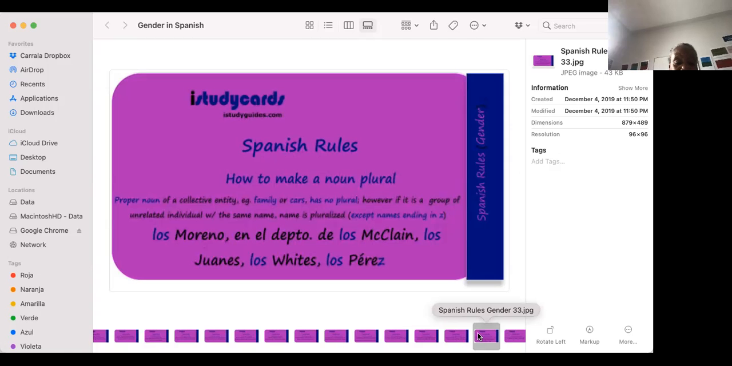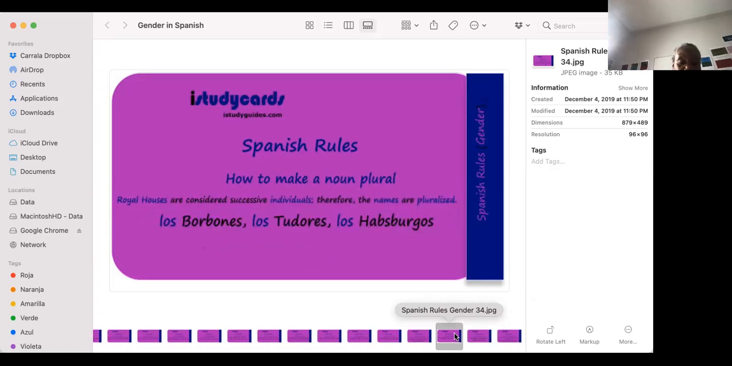This says proper nouns of a collective unity. Example, a family of cars has no plural. Los Moreno. En el departamento. Now, however, if it is a group of unrelated individuals with the same name, it is pluralized. So Los Moreno means this is the Moreno family. They're related. But if I say Los Juanes, those are just people whose name is Juan and they're not related. See, this is more little stuff.